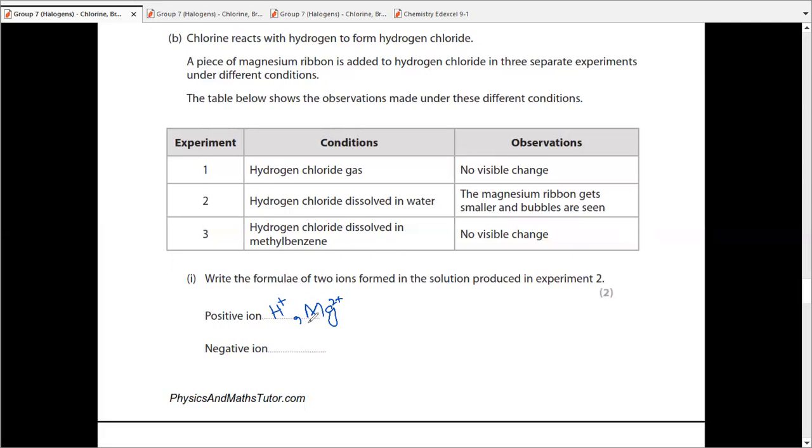What about the negative ion? This should be even easier than the positive ion. Yeah, negative can be chloride. Perfect. Negative can be chloride. It's just one negative ion, so it's going to be Cl negative. Okay, moving on.